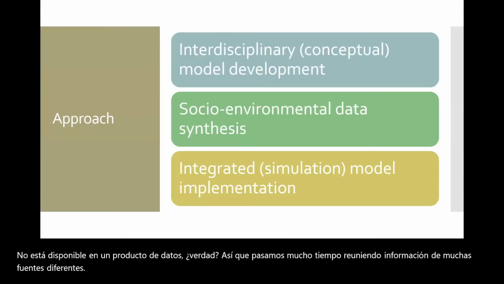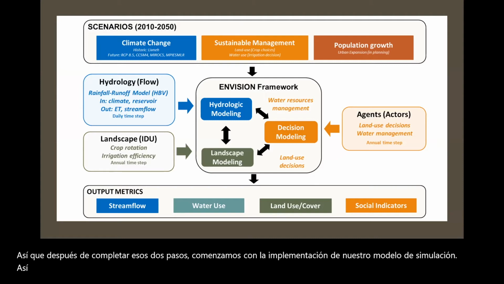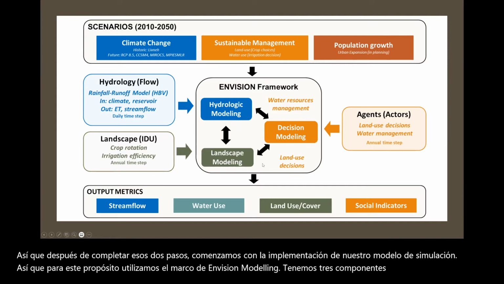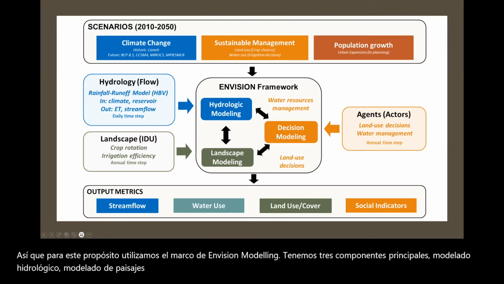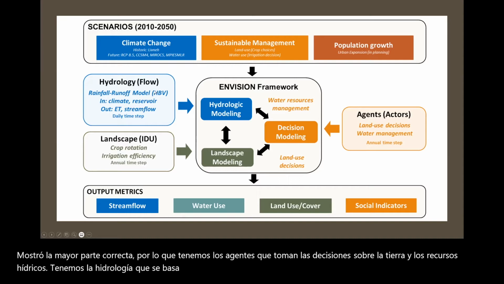So after completing those 2 steps, we started with the implementation of our simulation model. For this purpose, we used the Envision modeling framework. We have 3 major components: hydrological modeling, landscape modeling, and the modeling of decision makers. So for the decision making, I showed the major part, right? So we have the agents which make decisions on land and water resources. We have the hydrology, which is based on the rainfall runoff model HBV.